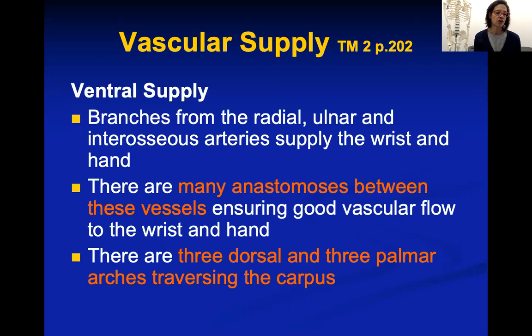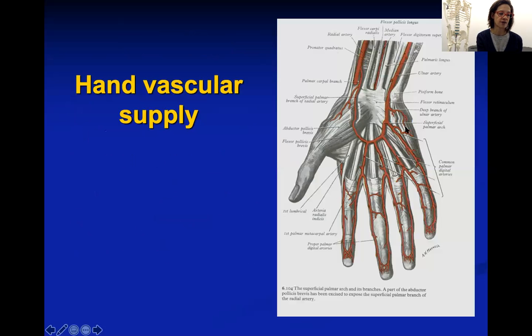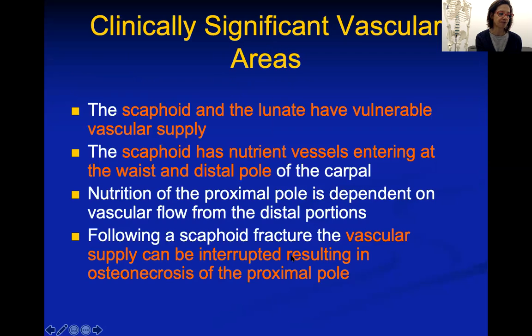Vascular supply. So the ventral or palmar branches from the radial and ulnar and interosseous arteries supply the wrist and hand. So there we have those vascular arches into the hand. There are many anastomoses between these vessels, ensuring good vascular flow to the wrist and the hand. And there are 3 dorsal and 3 palmar arches traversing the carpus. And these are the arches, as we were talking about. Here's one of them here. And you can see this would be the ulnar and the radial arteries.